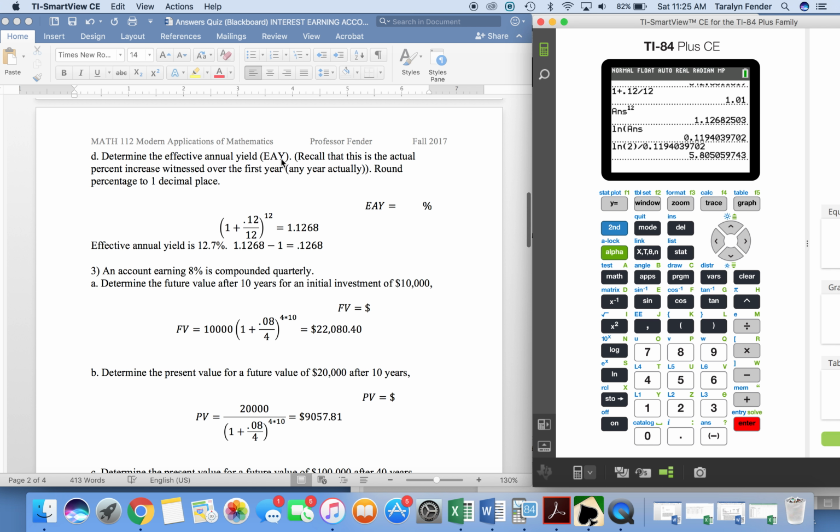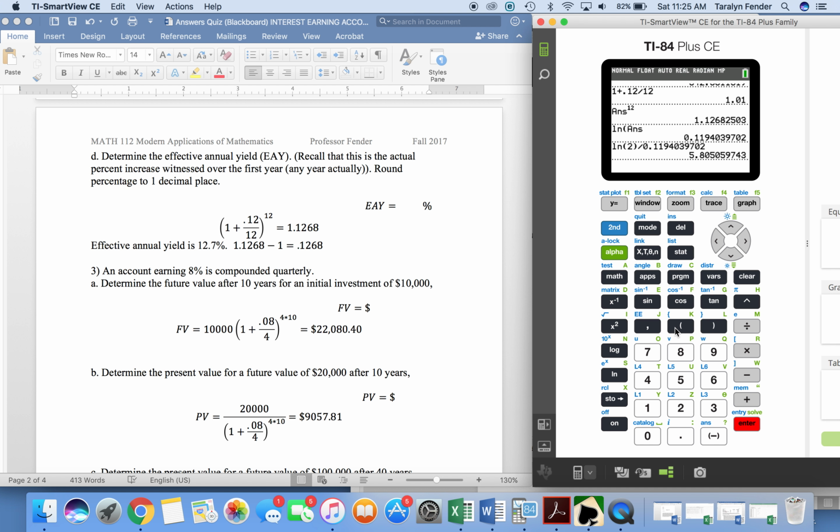The effective annual yield, all you do is take the 1 year, let the interest grow for 1 year, or the value grow for 1 year. This is the interest for 1 year, and find out what that is. Subtract the 1, this is our growth factor, minus 1, this is the growth rate. And so my effective annual yield is 12.7%.